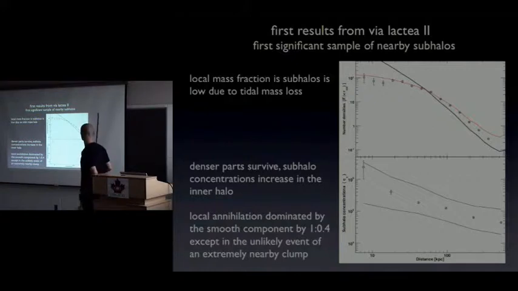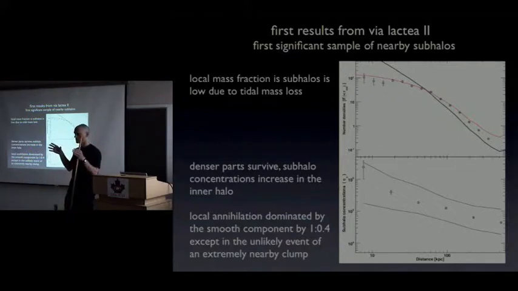Now, we can also probe the local dark matter distribution. If you go all the way into 8 kiloparsecs from the galactic center, we still have a significant sample of subhalos at this scale. So you can measure the local number density. And you can also measure the concentration parameter of the local structures. They turn out to be much more concentrated than structures in the field. That's simply a tidal effect.